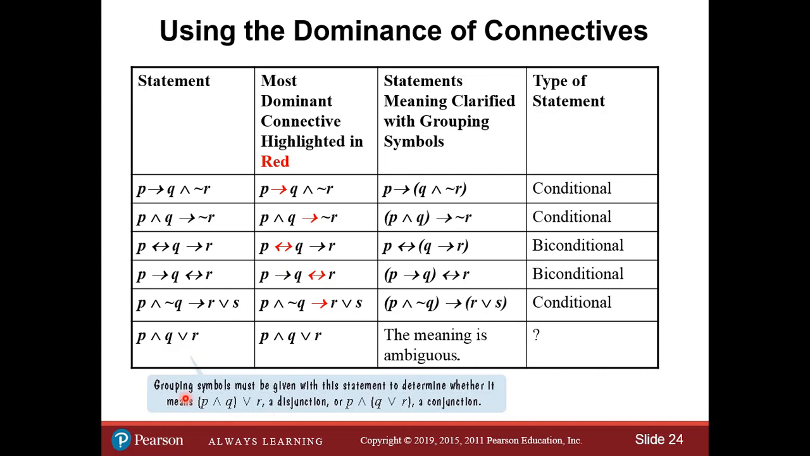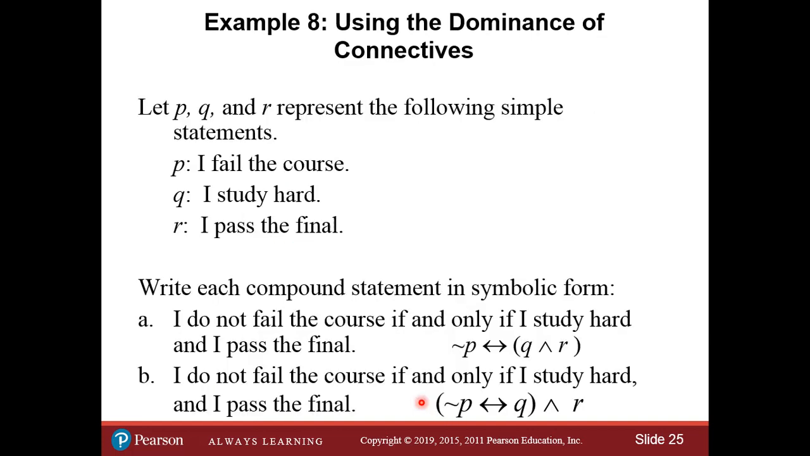So notice that if we grouped them here, it'd be a what? A disjunction. If we grouped it like this, it'd be a conjunction. Two very different things. Okay, so now we're going to use dominance and figure out how we can set this up.